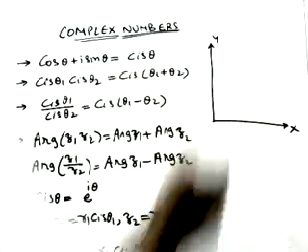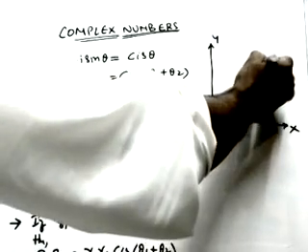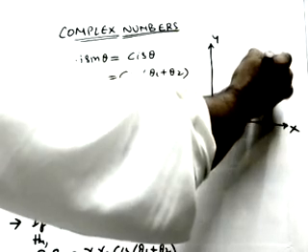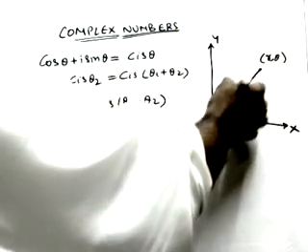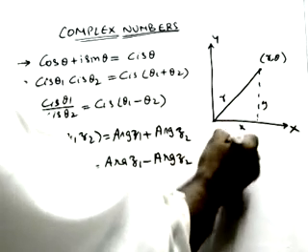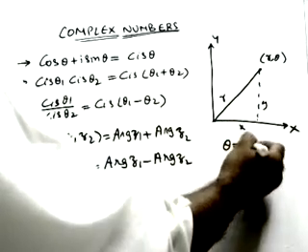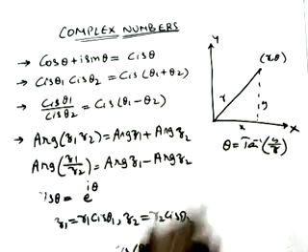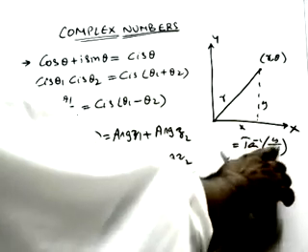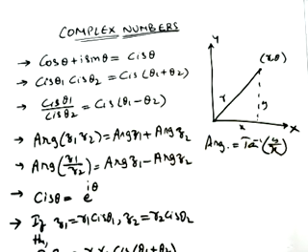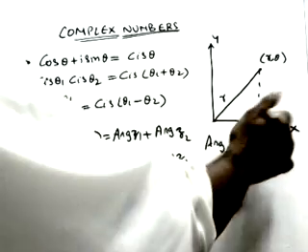Watch here. Suppose this is the x-axis, this is the y-axis. Suppose a point, as we have just seen, is r comma theta, and let the distance from the origin be r. Suppose the coordinates are x and y. We know amplitude is theta equals tan inverse y by x. Sometimes this is denoted by argument z.